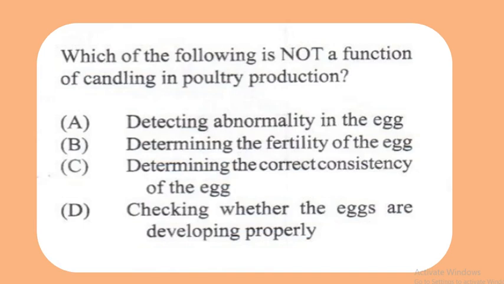Which of the following is not a function of candling in poultry production? Is it A, detecting abnormalities in the egg, B, determining the fertility of the egg, C, determining the correct consistency of the egg, or is it D, checking whether the eggs are developing properly? And the answer is C.